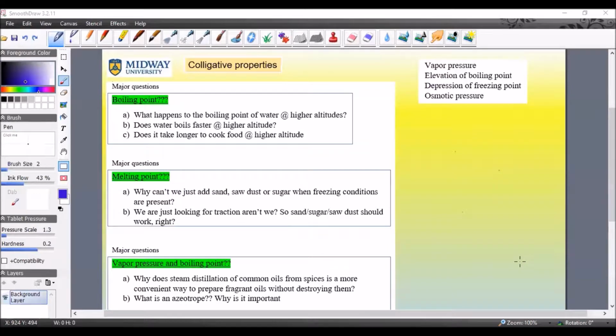So steam distillation is a process that avoids any chemicals being used to make these fragrant oils and makes them pure and without destroying them. And it's a convenience that you can do steam distillation. And to do that, you need to know a lot about vapor pressure and boiling point. And in the process, you may want to know the term azeotrope, something you may not want to know now, but in the near future, you may want to know what is an azeotrope and why it plays such a big deal towards steam distillation of fragrance oils.